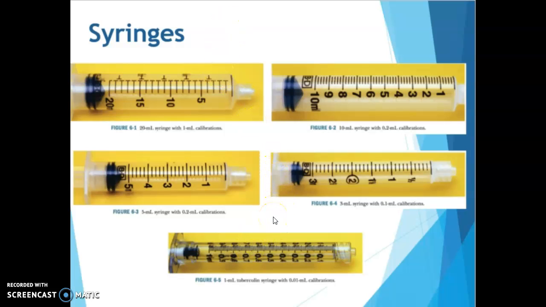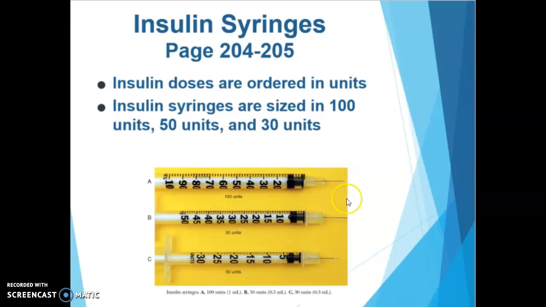But let's throw up an insulin syringe here. I want to show you those. Page 204, 205. The insulin syringes can only be used for insulin. Anytime you're given insulin, you have to use an insulin syringe, but you cannot use an insulin syringe for any other medication. These insulin syringes with their little calibration markings, those are measured in units, not milliliters. All the other medications we're going to pull up are figured in milliliters.